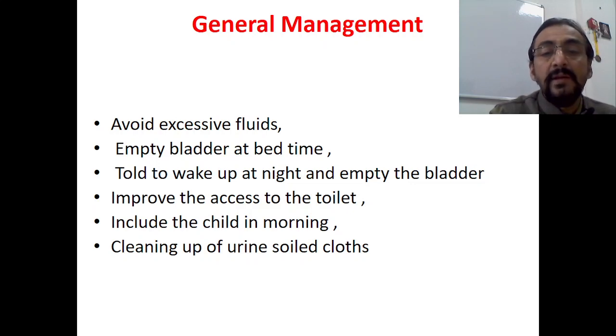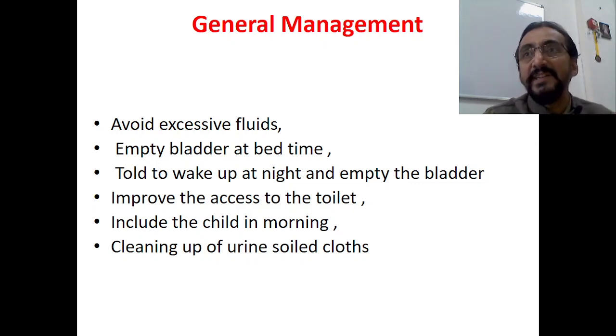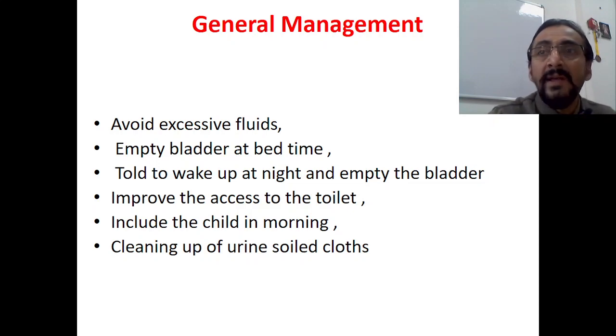Then cleaning up. Whenever the child passes urine on the bedsheet, without punishing him, without scolding him, simply involve the child in cleaning the bed sheets. Don't tell him that he has done a big mistake, therefore we are doing this. You simply call him and include him in the process of cleaning the bed sheet and bed and all those things. Then one day the child will definitely ask, why are we doing all these things, mama?